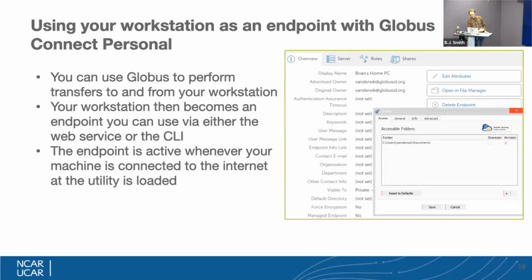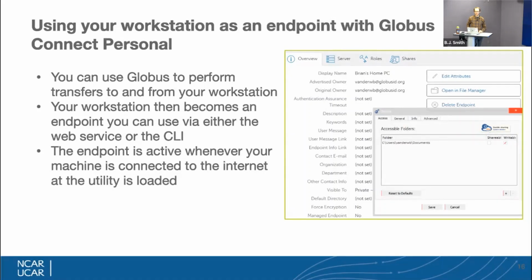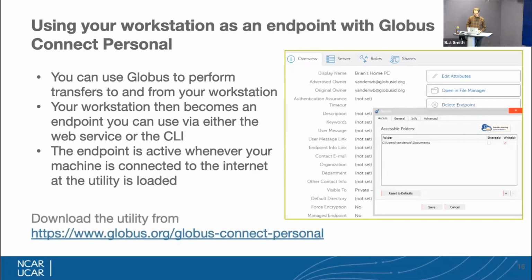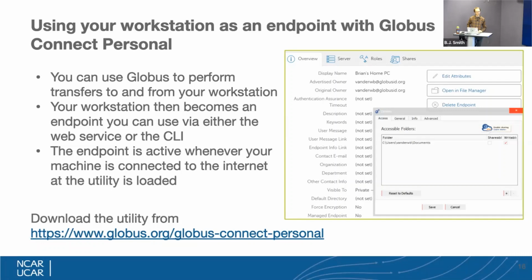And one thing that you can do right now, by default, when you create these, they're set to private, but you can also make them public endpoints as well. So if you want somebody else to be able to pull some files from a directory that you've allowed them to from your workstation, that's kind of a nice way to allow them to initiate that rather than you having to initiate it. And the utility is available from the Globus website, from globus.org, Globus Connect Personal. If you Google Globus Connect Personal, it'll be the first thing to come up.